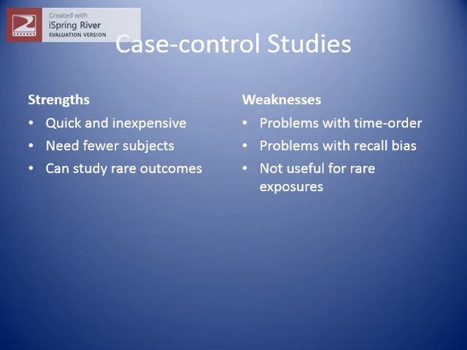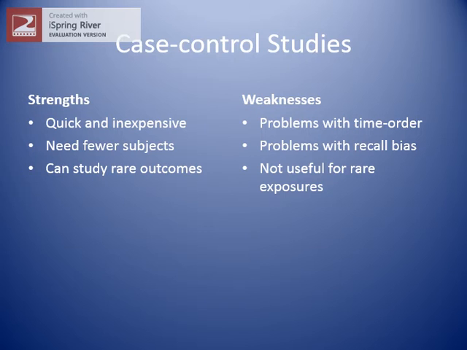Some weaknesses, though, are that there's a problem with time order, so it can be hard to show that the exposure came before the outcome. Maybe somebody with a heart attack, for example, in that in-heart study, we don't really know for sure, based on the study design, that the exercise came before the heart attack. Maybe they had a heart attack and therefore they don't exercise because they're afraid to. We don't really know that for sure.